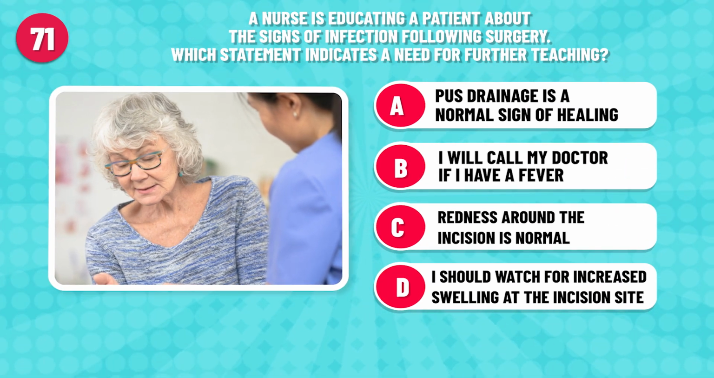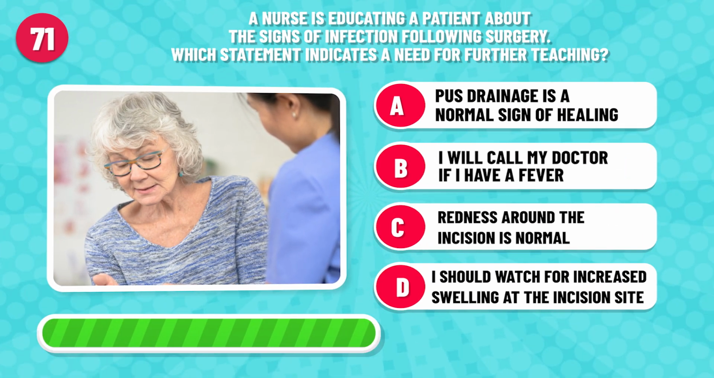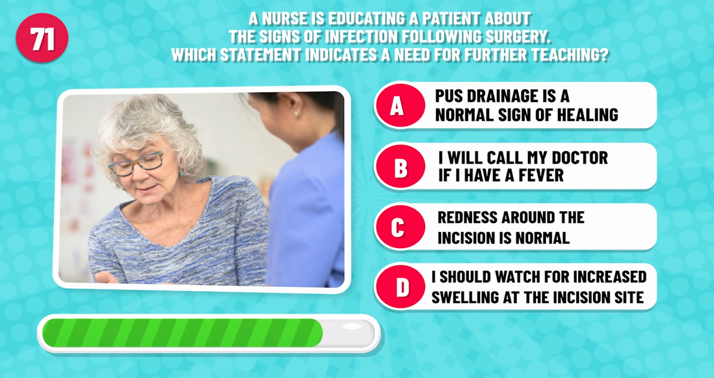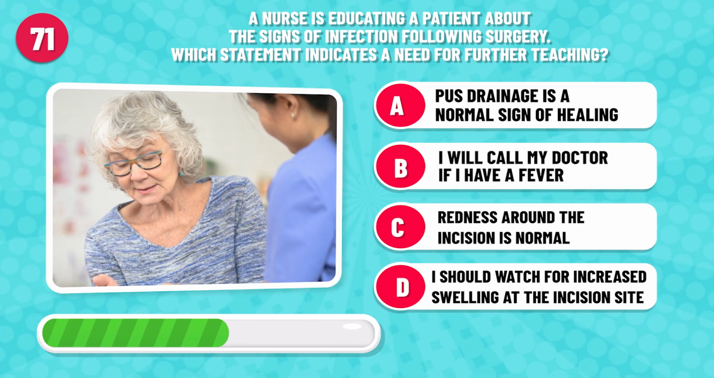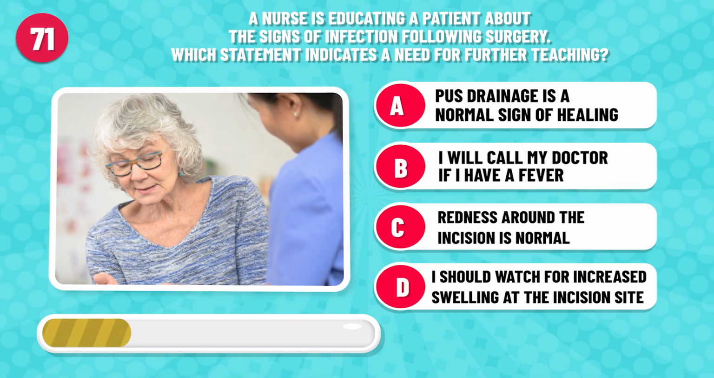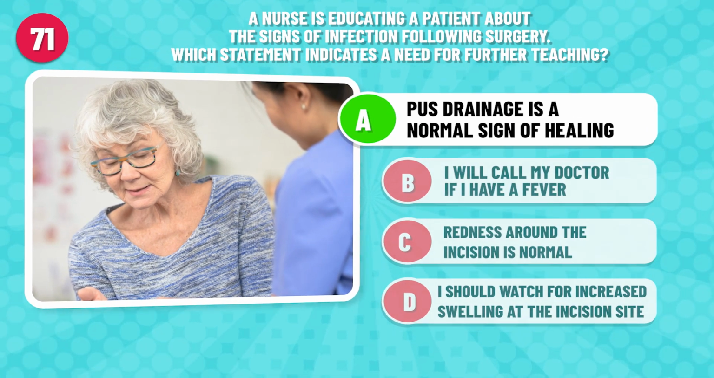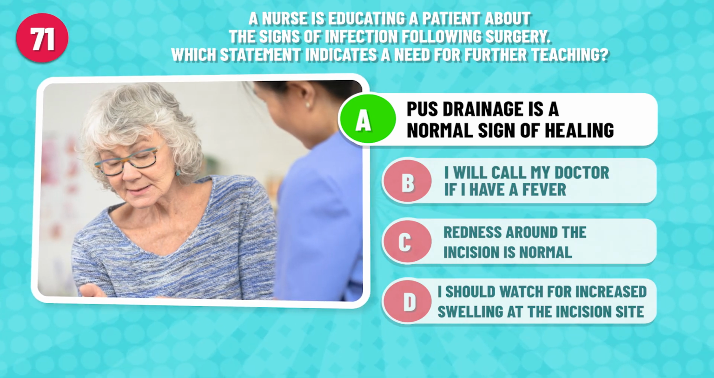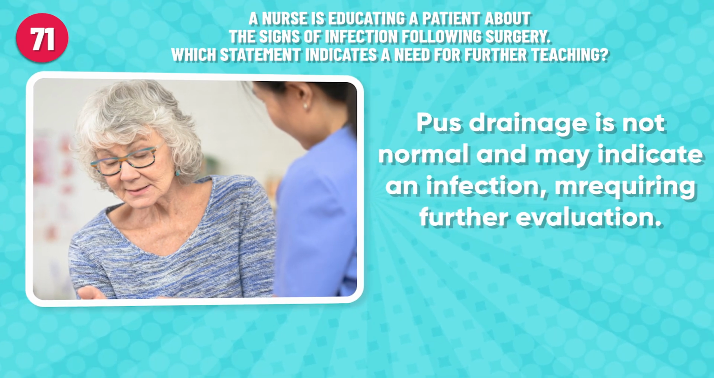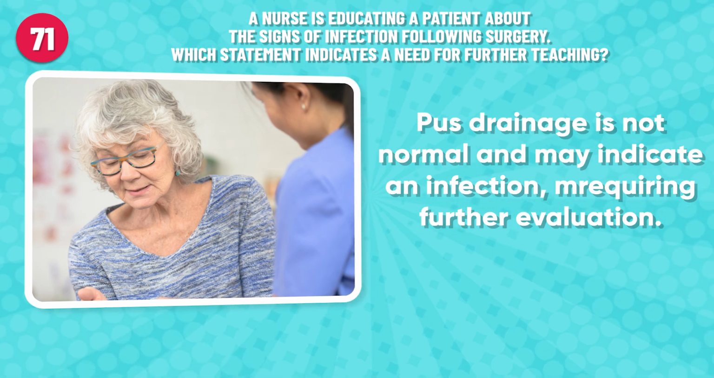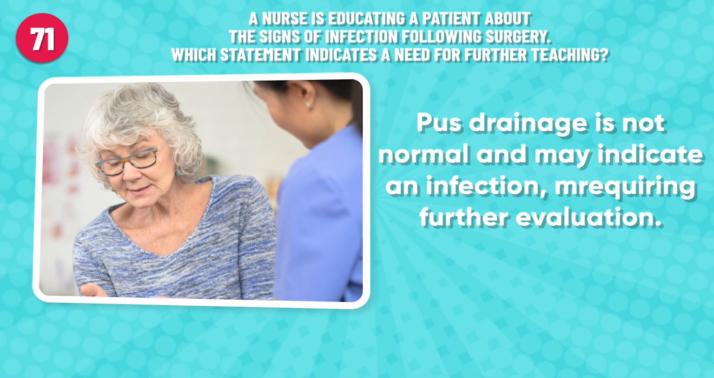A nurse is educating a patient about the signs of infection following surgery. Which statement indicates a need for further teaching? It's A. Pus drainage is a normal sign of healing. Pus drainage is not normal and may indicate an infection, requiring further evaluation.